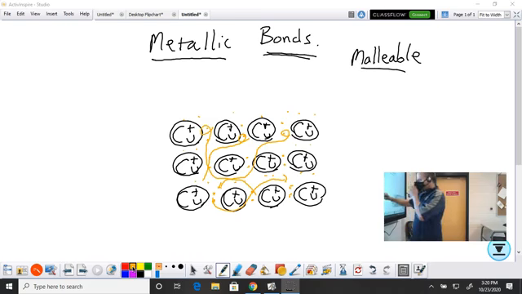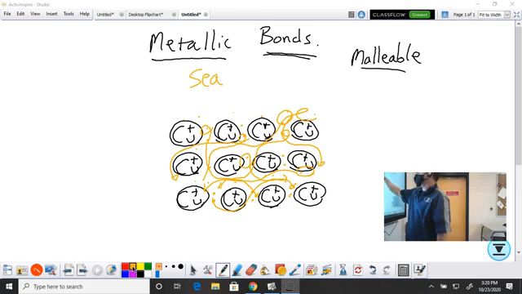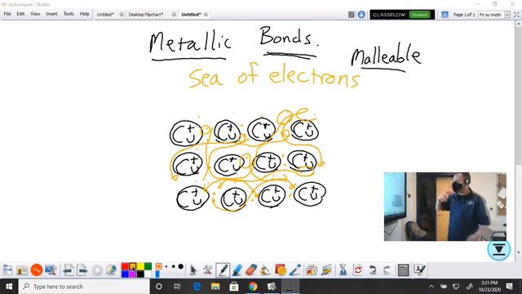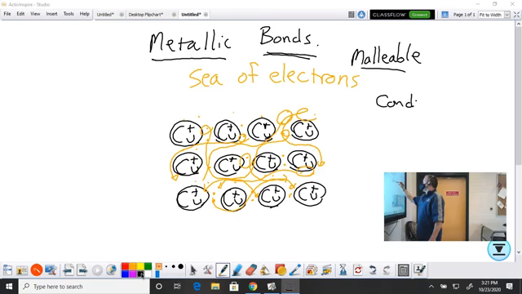And because they're surrounded by these valence electrons at all times, all of them, it creates this vast, what's called a sea of electrons. So it's like these copper atoms, these nucleuses, are swimming in a sea of electrons. So that is the model of metallic bonding, and it's what makes them become great conductors. And it's also what makes them malleable.